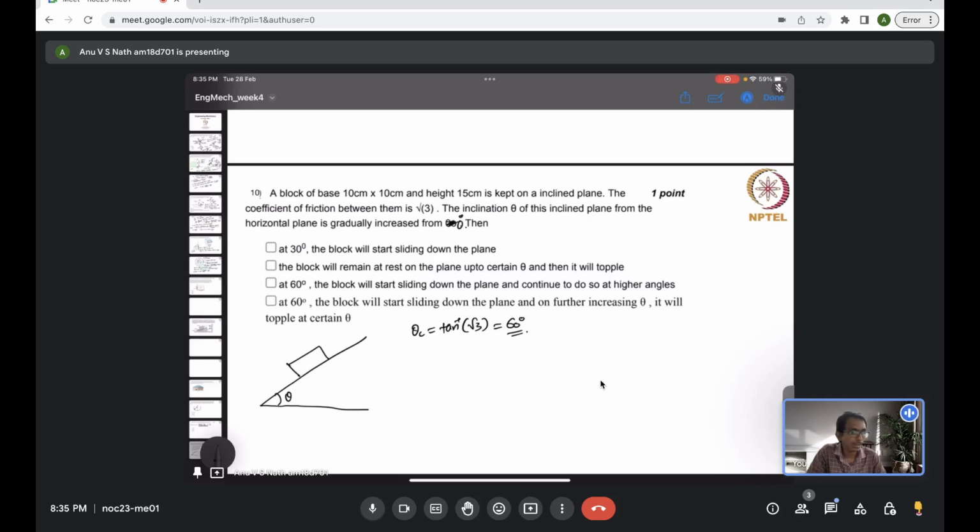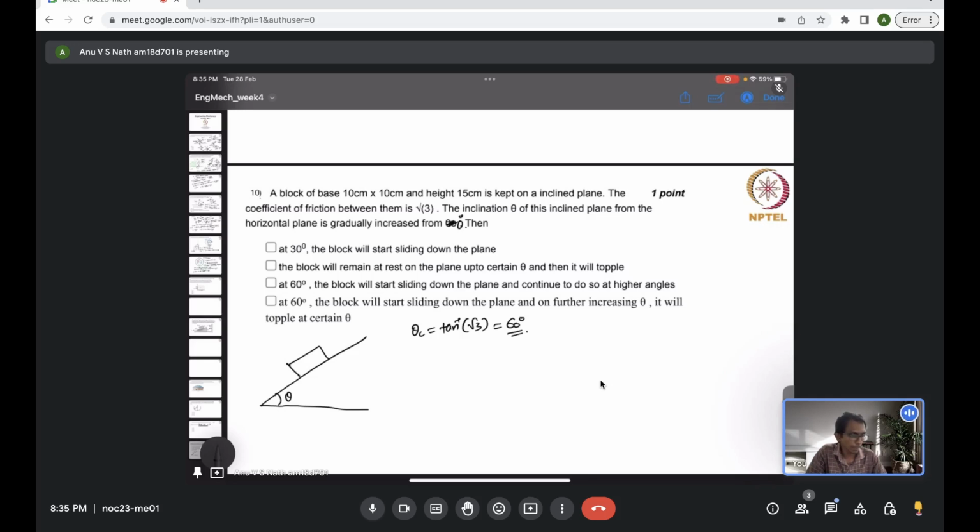So we should ideally see that this block will start sliding after the angle of 60 degree. Below 60 degree the block will be stable. Let's say at 30 degree it will be in equilibrium, and as we keep increasing, still stable. At 60 degree it will reach the maximum friction value, after which the friction is not able to sustain the downward force, so it will start sliding.